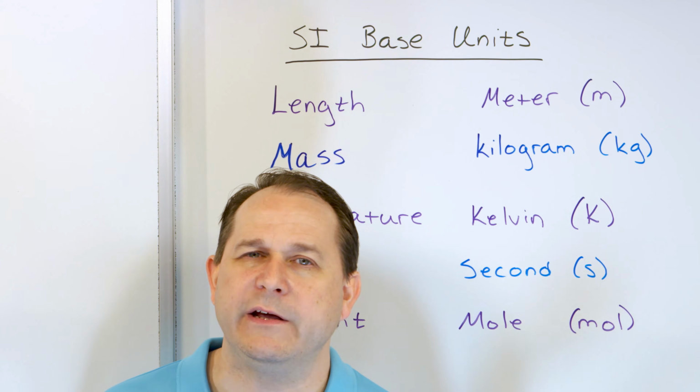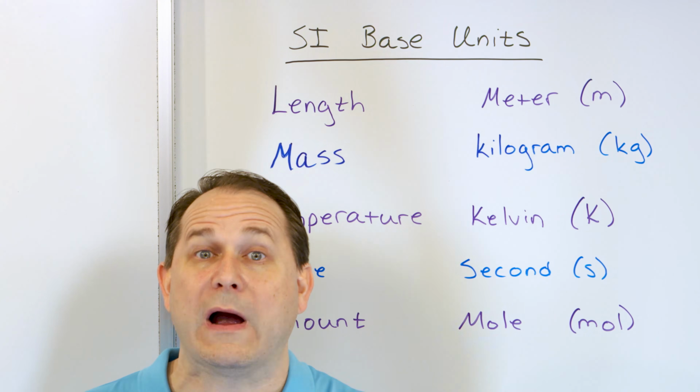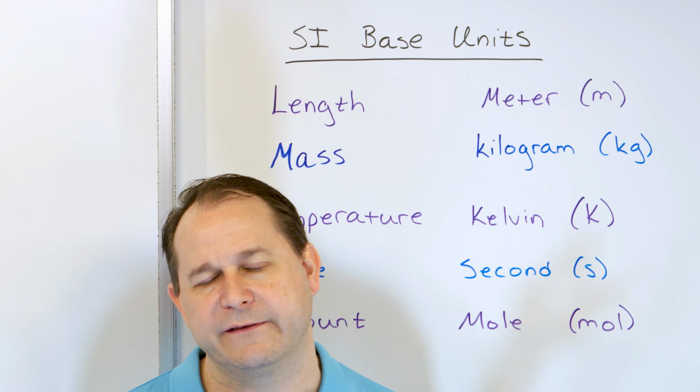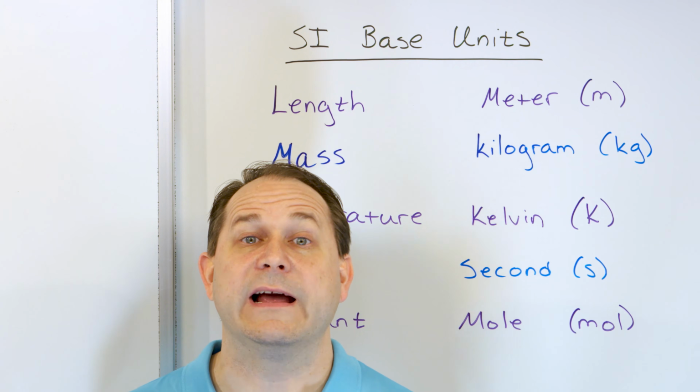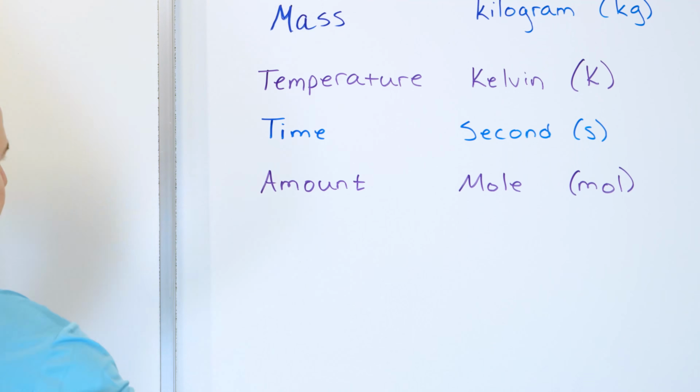All the other units that we really use in life are called derived units. In other words, they come from the base units. So these are the base units, the fundamental units, but we also have units like, I'll just write a couple of down. I guess I could just do it right here.